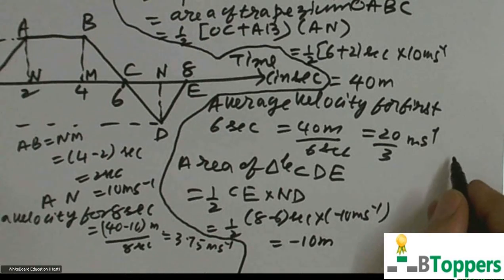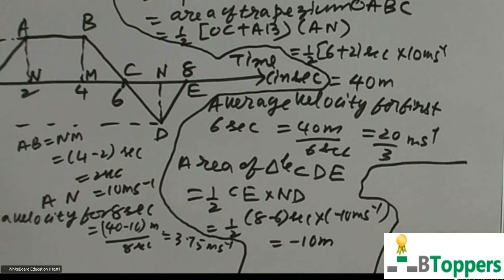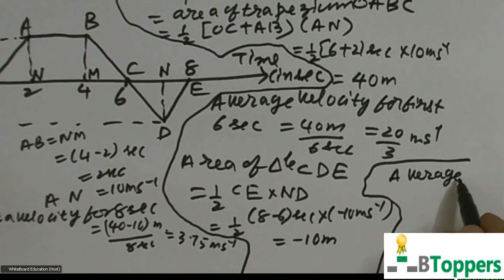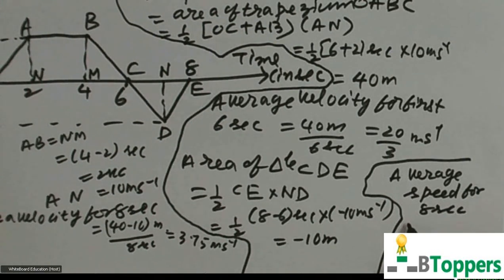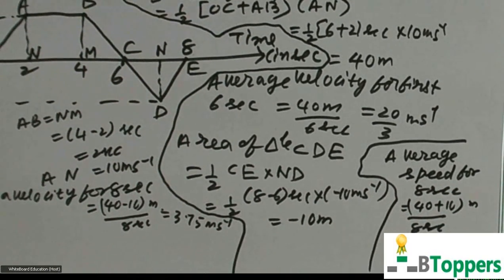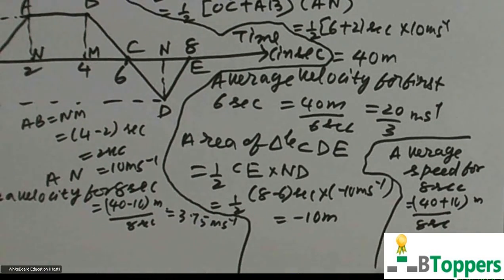Therefore, average speed for 8 seconds is equal to distance covered for 8 seconds divided by time interval. Distance covered for 8 seconds is 40 plus 10 meters, divided by time interval of 8 seconds. So that is 50 by 8, or 25 by 4, or 6.25 meter per second.